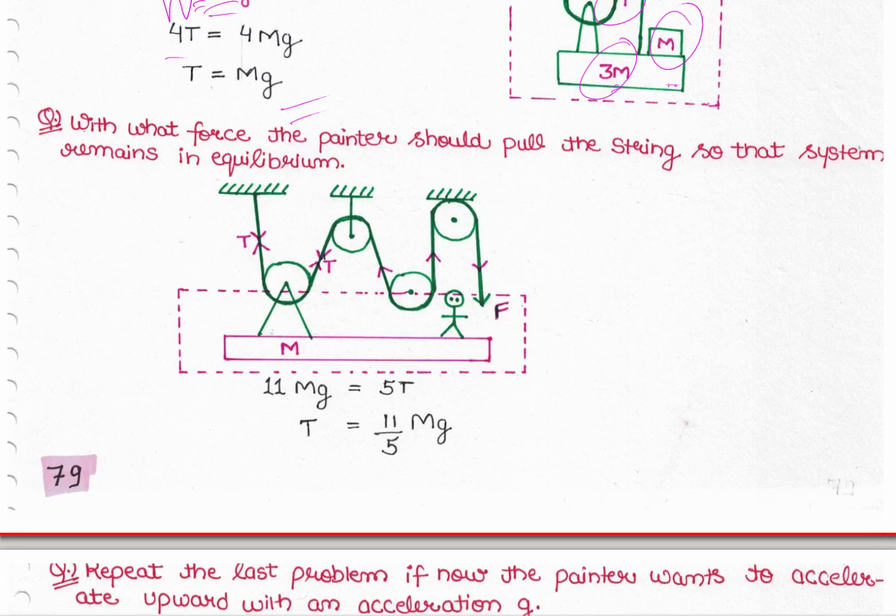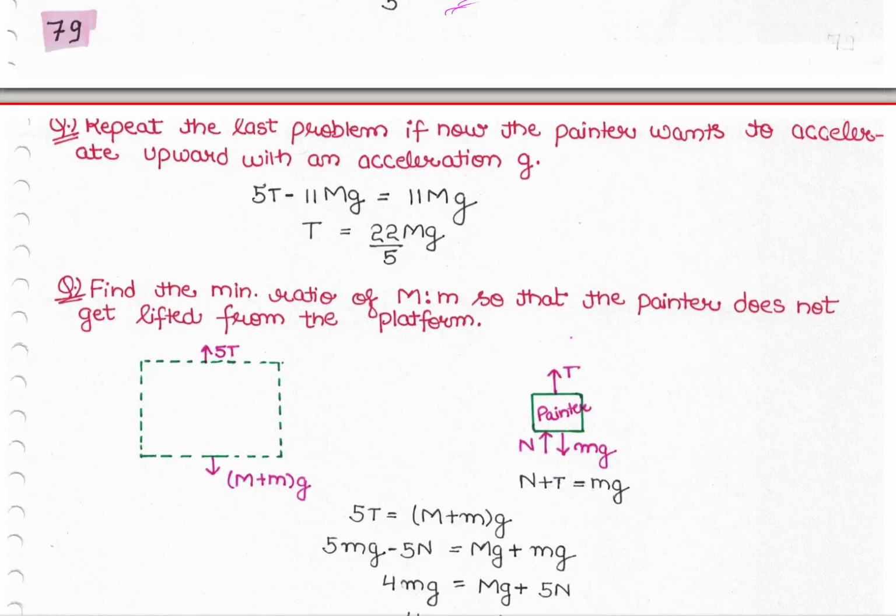For this problem, with what force should the painter pull the string so that the system remains in equilibrium? This is our painter. Okay, and these are the pulleys with tension T, T and T, because it's the same string. And for this block we can write, as you can see, 11mg is equal to 5T, or T is equal to 11 by 5 mg. Okay, check it by yourself.